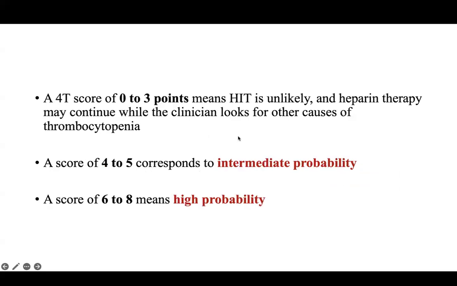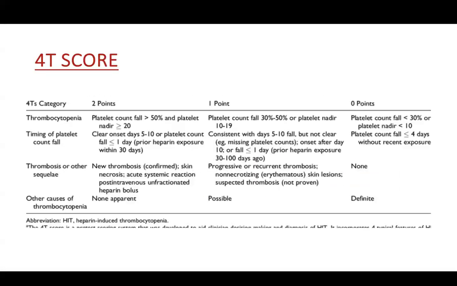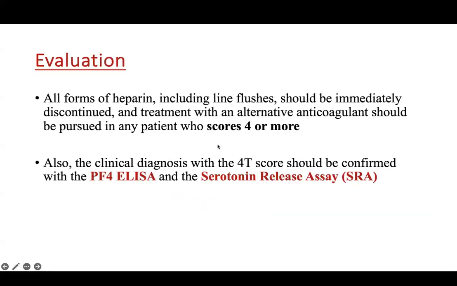So whenever you suspect a heparin-induced thrombocytopenia, when you see a thrombocytopenia in patients who are exposed to heparin, you have to calculate this 4T score, and if this score is greater than or equal to 4, you have to stop all the heparin, and then you have to send for platelet factor 4 ELISA and serotonin release assay, which is the confirmatory test.